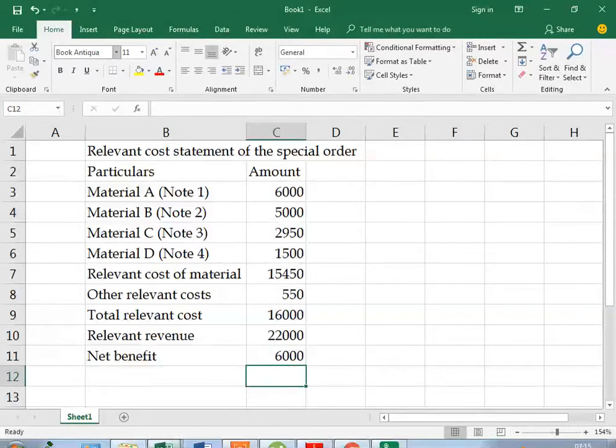I should go ahead and do the special job because I'll earn 6,000 rupees from this. So my relevant cost of material, that's what the question says. We end it there, and you continue doing this. This is what the entire analysis is. You have some other relevant cost. The total cost is 16,000. Revenue is 22,000. So you earn a net benefit of 6,000 rupees.